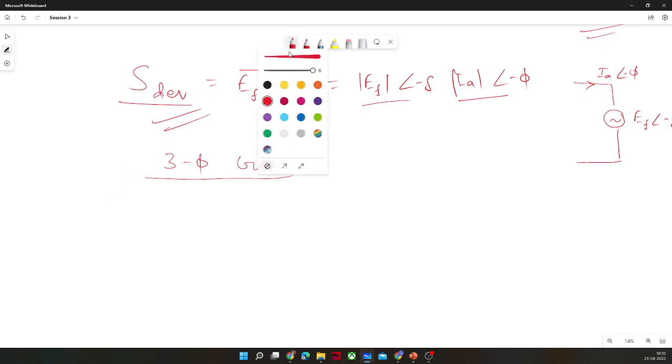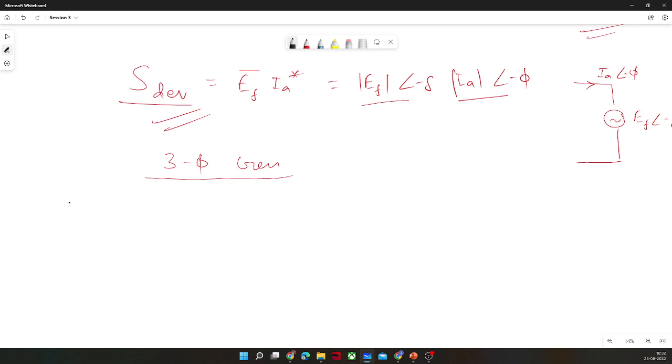Sir, one question: in induction machines and DC machines, we are not concerned about the load angle while using the KVL equation for the circuit. In a synchronous machine, we always concern the load angle delta. Sir, why is this?